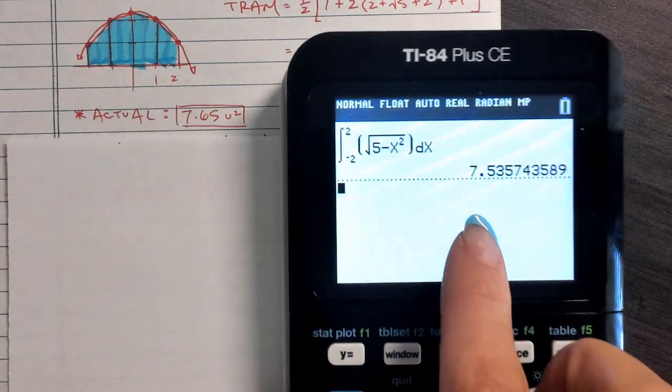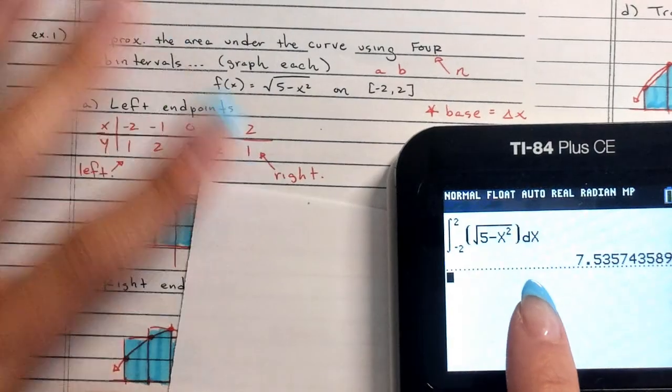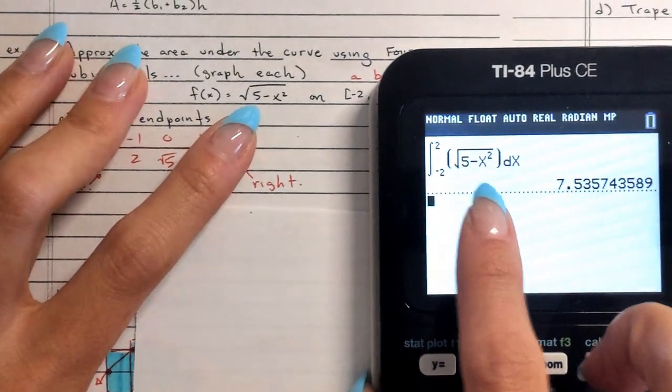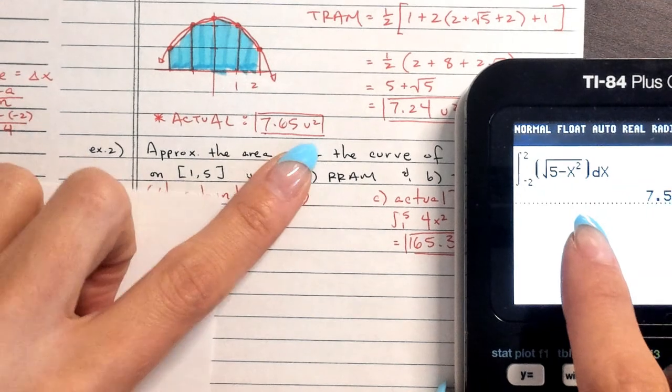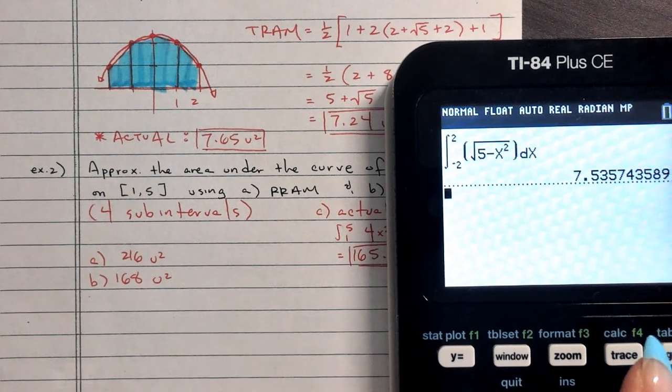I think I plugged it in wrong the first time. I think this is right? I don't think I plugged it in wrong. Okay, so let's fix that. I think it should be that. All right, 7.54. Okay.